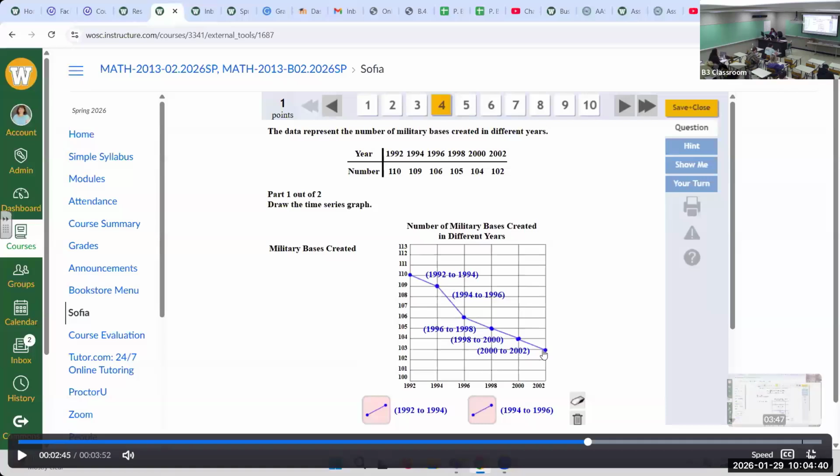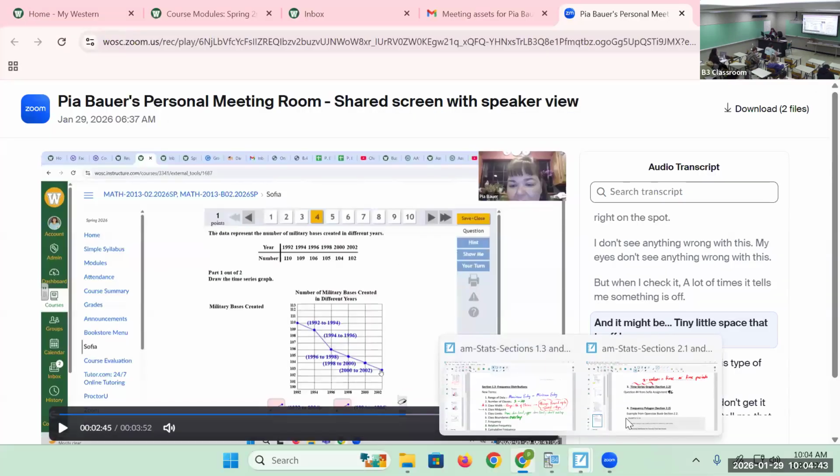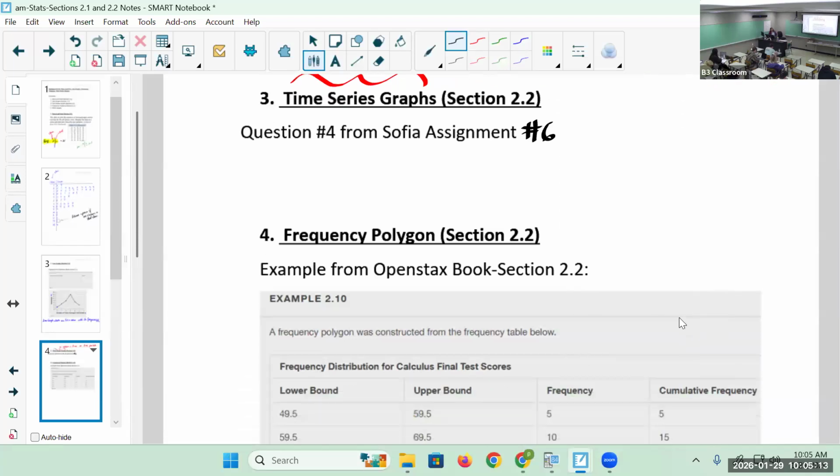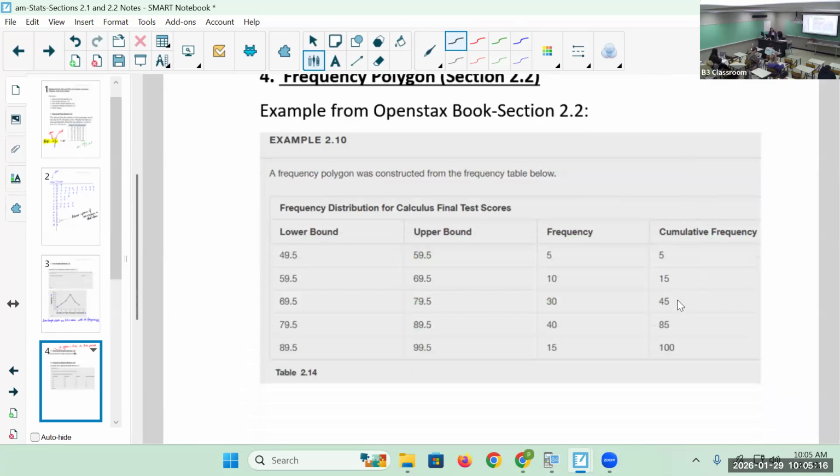Actually, let me minimize that. And let's go back to our notes. So you may want to even write yourself a note there. Watch out for your points. Email Mrs. Bauer if wrong when you're doing that problem number 4. All of these ones are technically line graphs because we're using the XY plane, but they all have very different mechanics, different characteristics. For example, a frequency polygon.